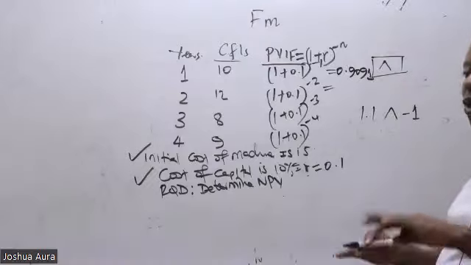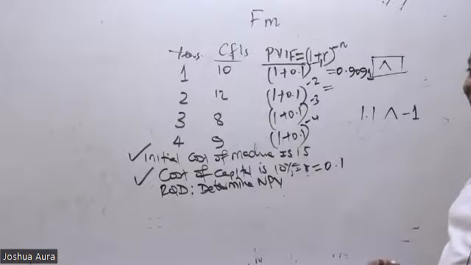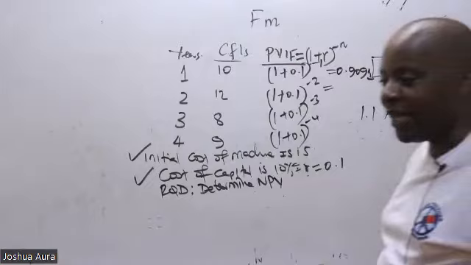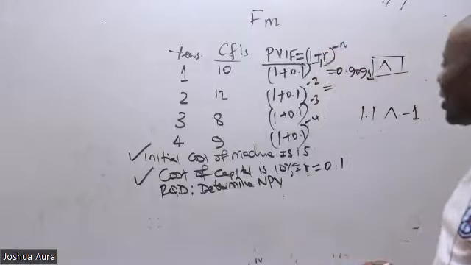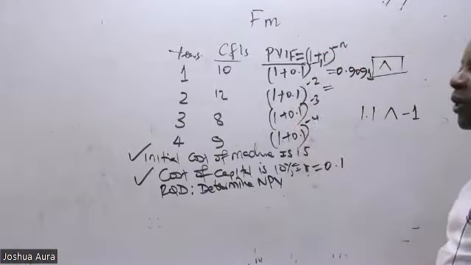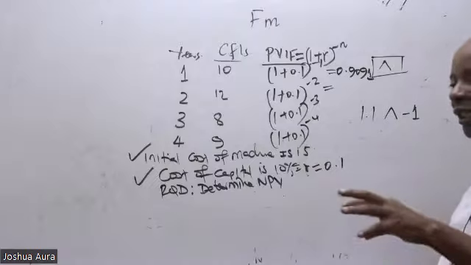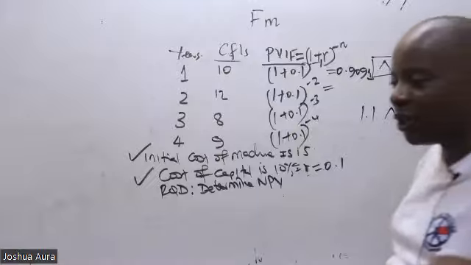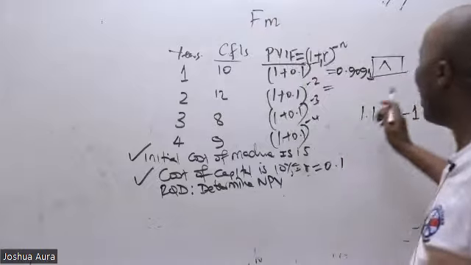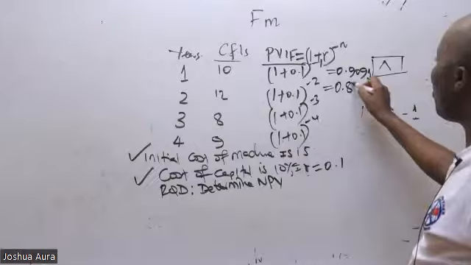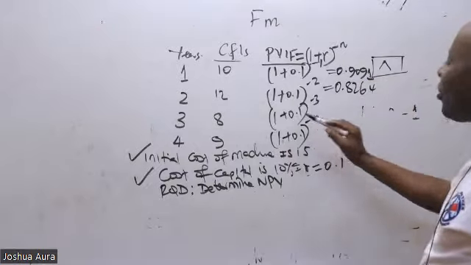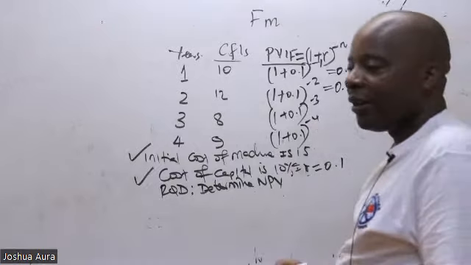I'm so much used to my laptop for teaching BDA. Go to the second one. 1.1 raised to negative 2. Is there somebody who can do that and give me a figure? So according to Elijah, 0.8264. And then we go to 1.1 raised to negative 3.